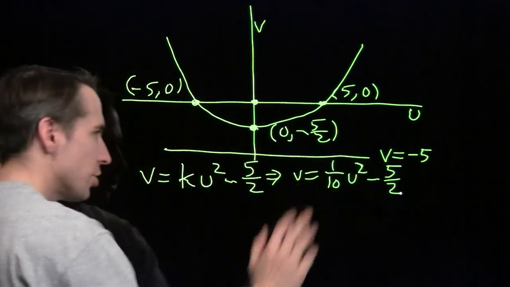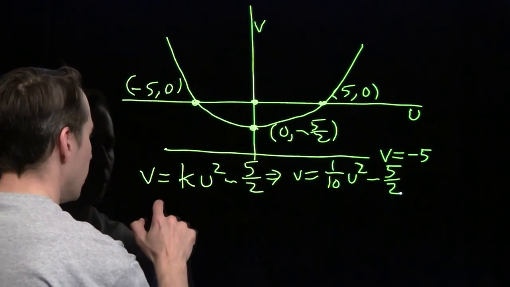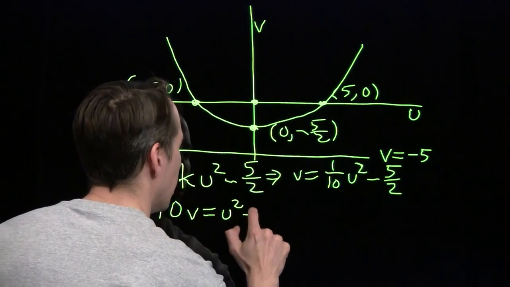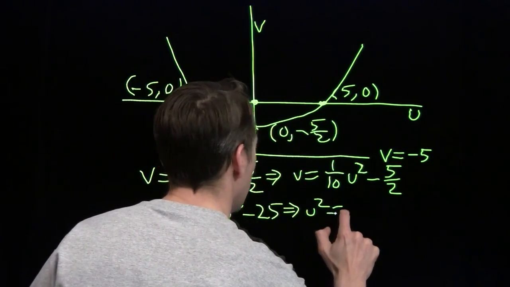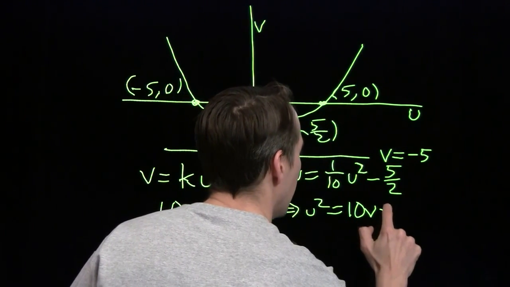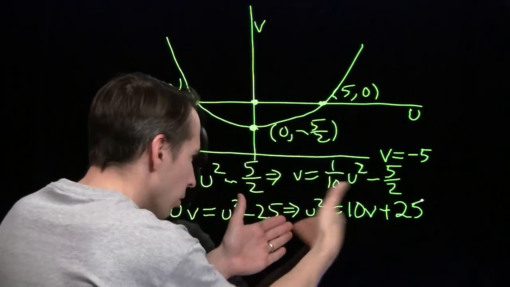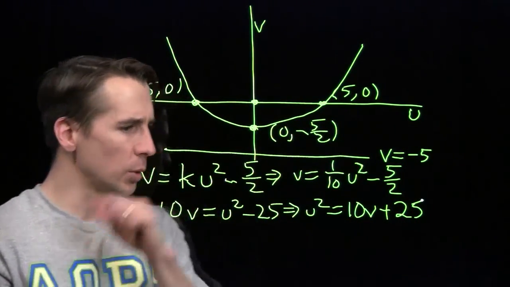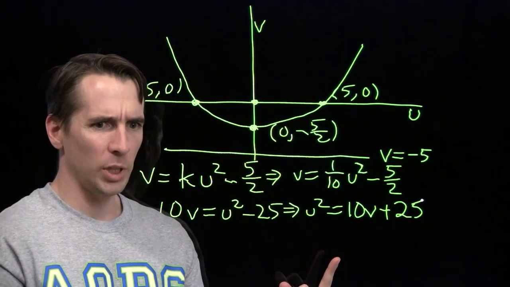I stick 5 in there. Sure enough, I get 0. Clean this up a little bit. I'm going to multiply through by 10. 10v equals u squared minus 25. Of course, I can write that as u squared equals 10v plus 25. All right, now we're ready. We've got points to satisfy this equation. U has to range from negative 200 to 200, and x and y have to be integers.